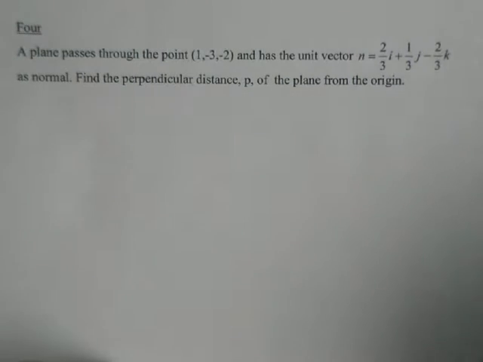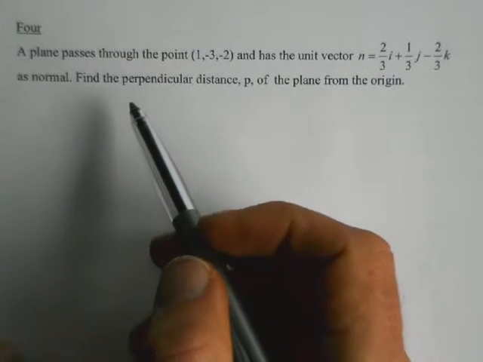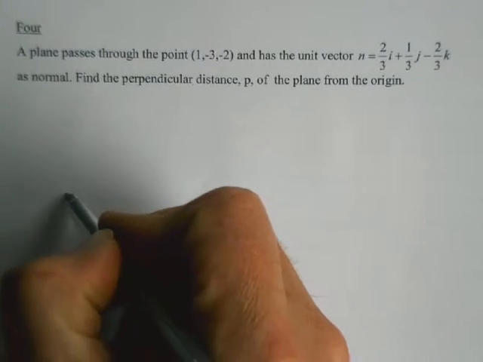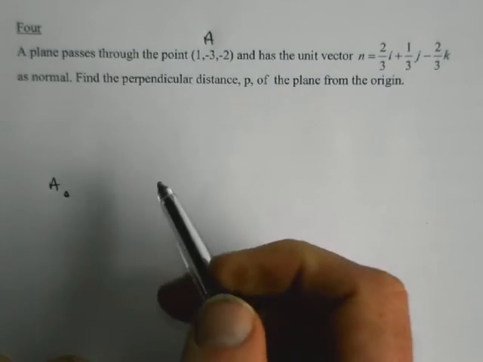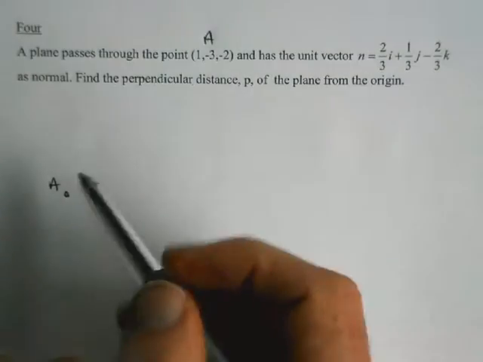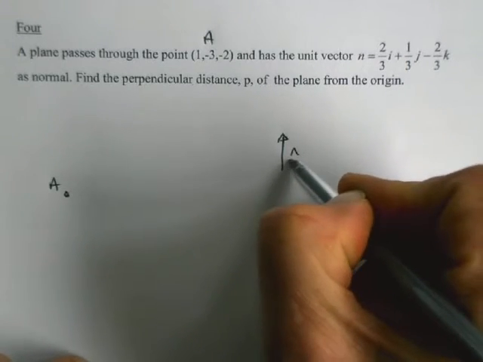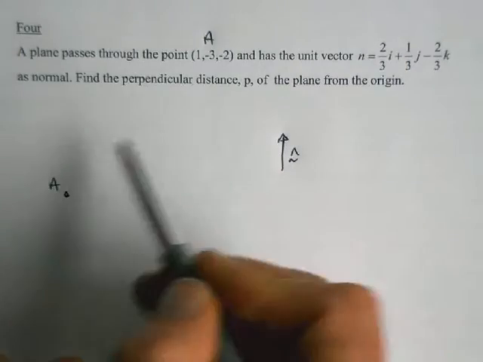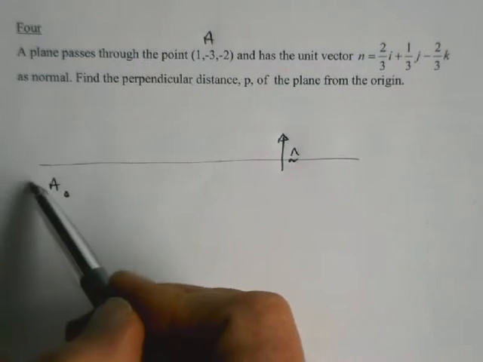Right, and the last one of these applications for just now is talking about a plane. So we've got a plane passing through a point, so let's just have any point, we'll call it A, and has the unit vector n as a normal. So somewhere, the things don't have to be particularly close together, we'll have a normal vector.